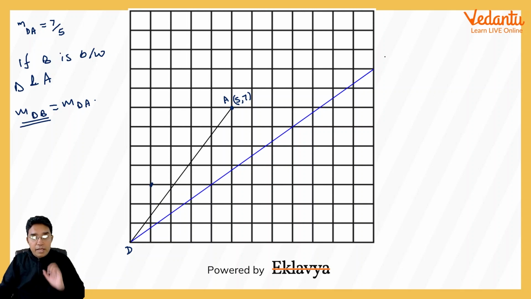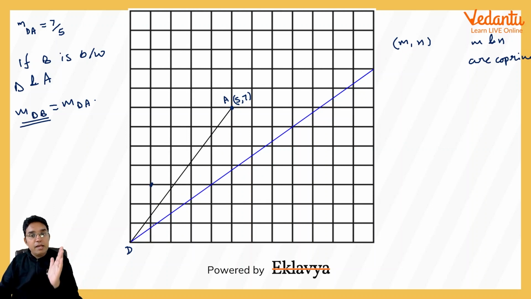So the conclusion is that whenever you have m, n, where m and n are co-prime, between D and A we will never be able to get this line cutting horizontal and vertical lines together, that is, passing through a junction point. Now, if this line is not passing through a junction, what does that mean?